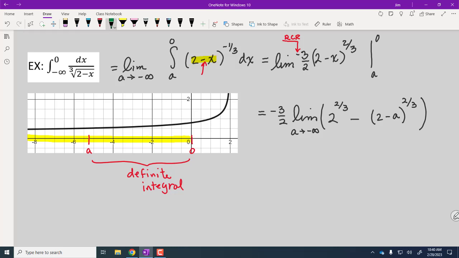So focus right here. 2 minus infinity is 2 plus infinity, which is infinity. So this part right here is going to infinity. Everyone agree? So that 2 minus a is going to infinity. Aren't we going to negative infinity? But 2 minus infinity. Oh. So a is going to minus infinity, but 2 minus a would be going to positive infinity.